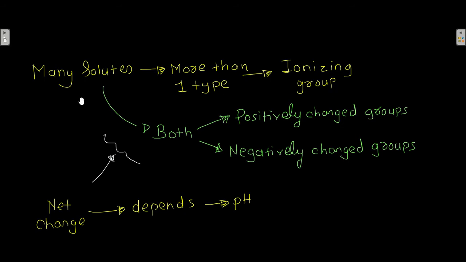Now, many solutes have more than one type of ionizing group in them. They may have both a positively charged group as well as a negatively charged group. And in this case, the net charge on the solute depends upon the pH. The net charge can be positive or negative, and that net charge will depend upon the pH. But that solute will have both positively charged groups and negatively charged groups.